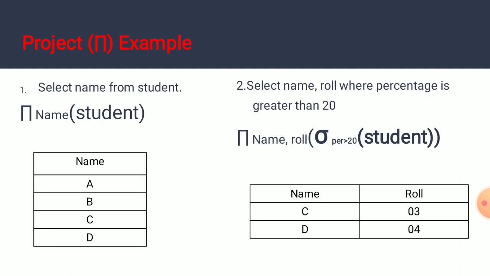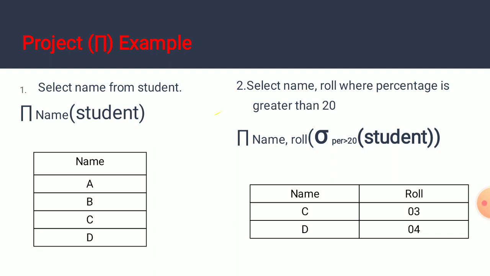If we want to select name from student, meaning we require only the name from the student relation, then the project operation can be used as pi, attribute name, from relation student. The output has the attribute name, and all the domain values of name are received.